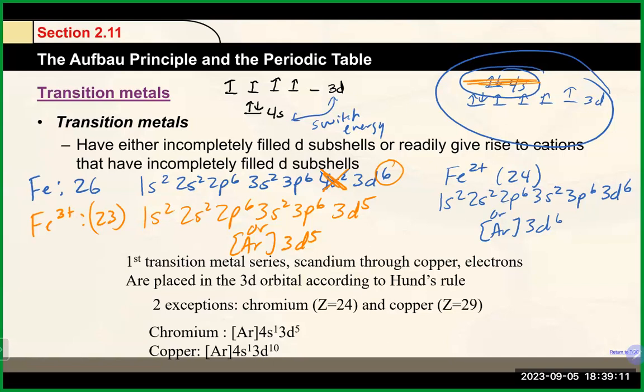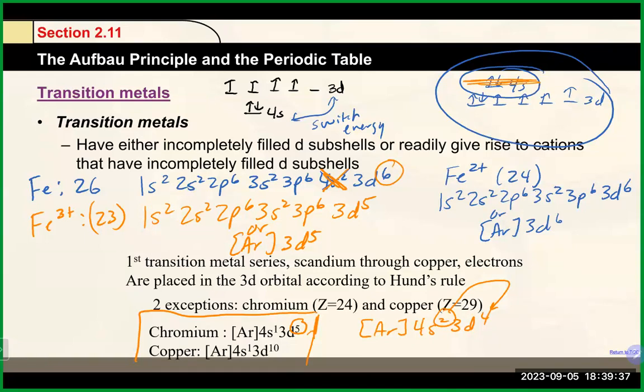And chromium has 1 extra electron. So normally if you followed our little zigzag guy for chromium, you would get 4s2, 3d4, but again, it's found that an extra electron up there, so you do need to know that guy. And also copper has a very similar sort of exception. It has 1 extra electron in the d, 1 less electron in the s.